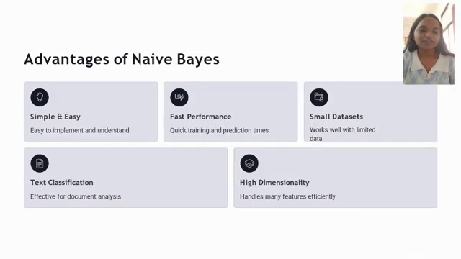I am going to explain the advantages of Naive Bayes. Naive Bayes has several advantages that make it a popular choice for classification tasks. It is simple and easy to implement. It requires less training data compared to other algorithms. It is fast and efficient even for larger data sets. It performs well in text classification and multi-class prediction problems. It can handle both continuous and discrete data, and is used in spam detection, document categorization, and sentiment analysis.